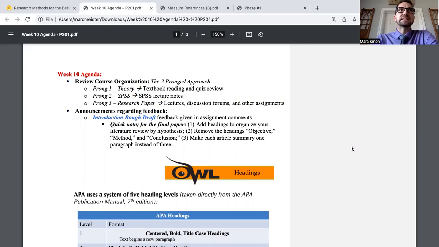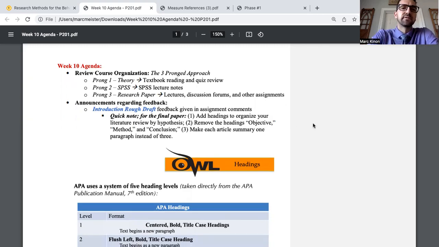And again, the whole point of that is when it comes time for your results section, which is next, you'll receive SPSS output, and the goal is for you to interpret the statistics. Obviously I'm here to help, but this was the purpose of prong two, to get you ready to accomplish that step. And I know some of you have had SPSS before and some of you haven't. Prong three is a research paper, and that's the point of these lectures and the discussion forums and the other assignments, which are the rough drafts.